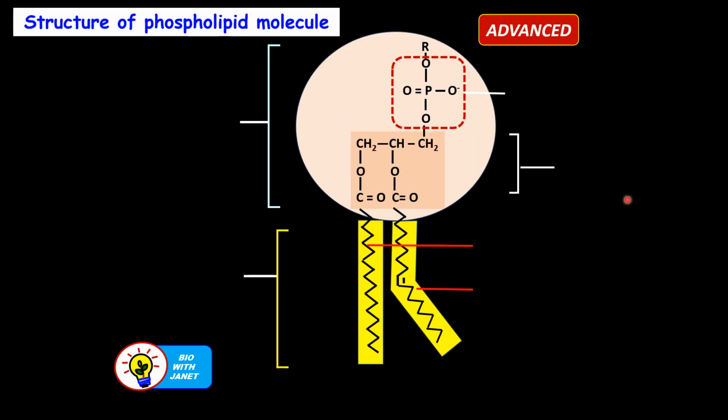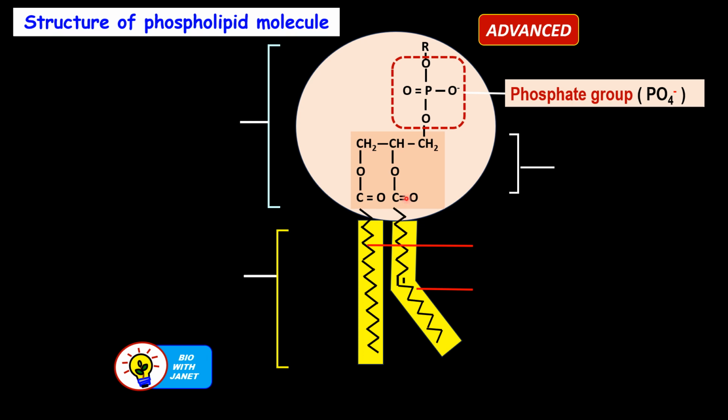Now, for those who want to understand more clearly, you can look at this advanced information here, which will help you to understand how the structure of the phospholipid molecule is built up. Okay, so here we have the phosphate group in the hydrophilic head, PO4, negative here. And this phosphate group is attached to R. R here stands for the group that contains carbon and hydrogen.